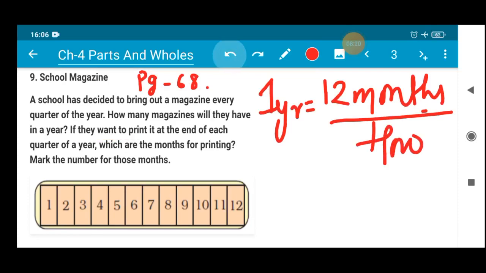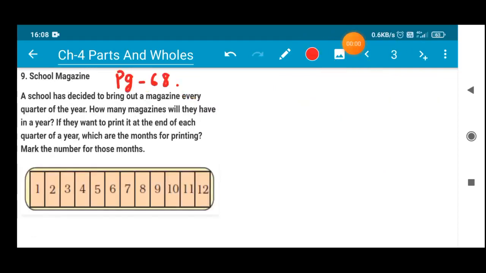If they want to print it at the end of each quarter of the year, which are the months for printing? Mark the number for this month. Here you can see in this tabular form that 1 to 12 is mentioned. That is actually the months, from January till December. So if they publish the magazine quarterly, how many magazines will they produce and in which months, that we have to find out. Okay, so let us start solving this.